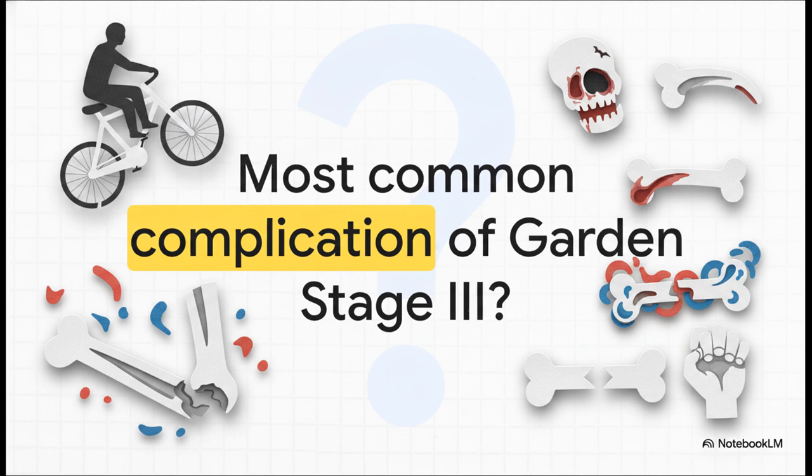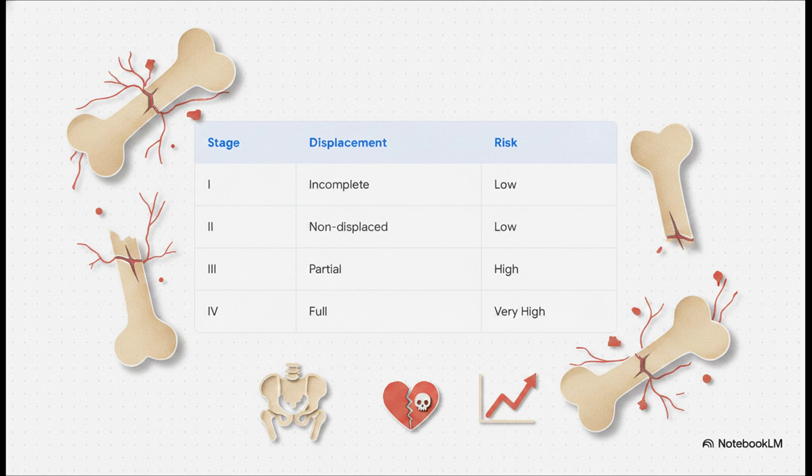A. AVN. B. Malunion. C. Osteomyelitis. D. Non-union. Or E. Volkmann's ischemia contracture. The answer is A. Avascular necrosis. Now, what's really interesting about this slide is how the displacement perfectly dictates the risk.